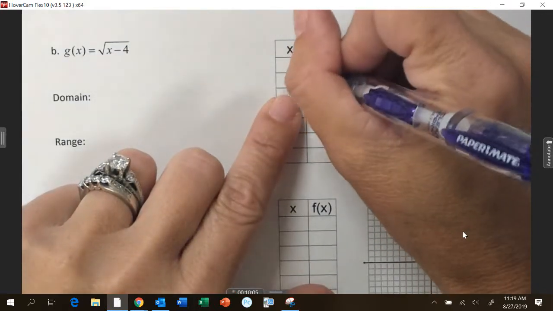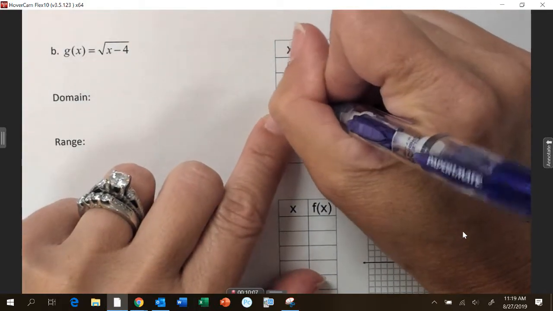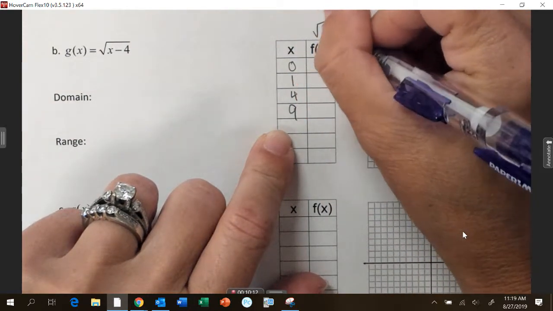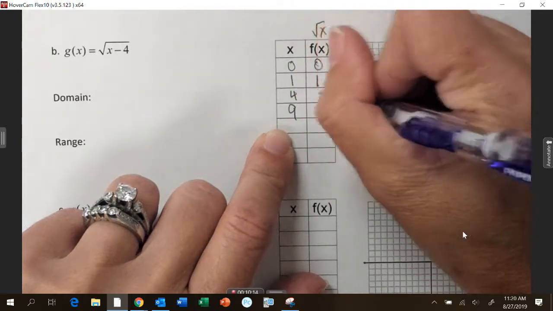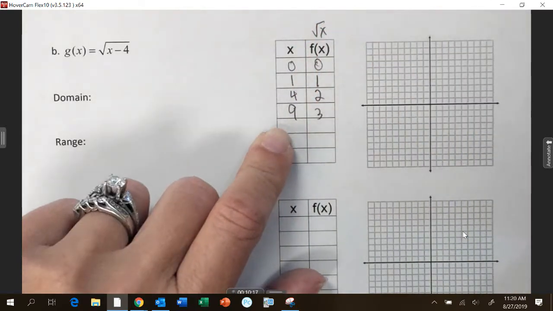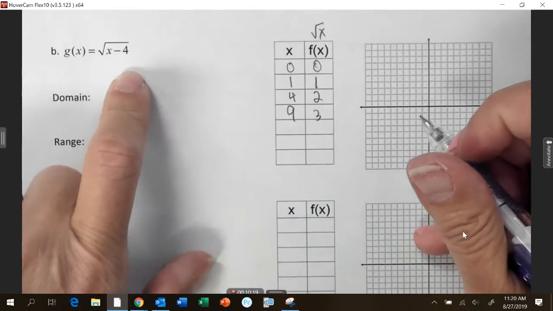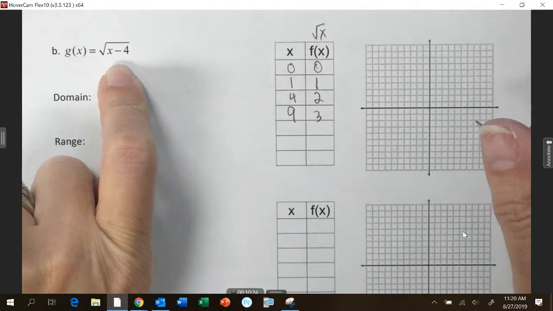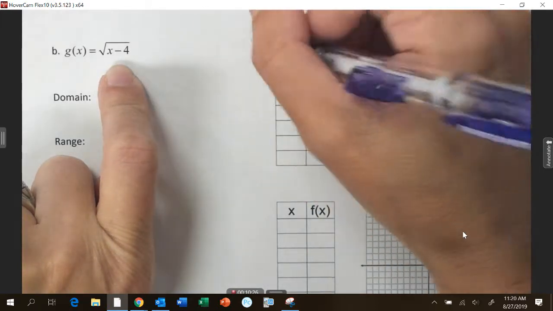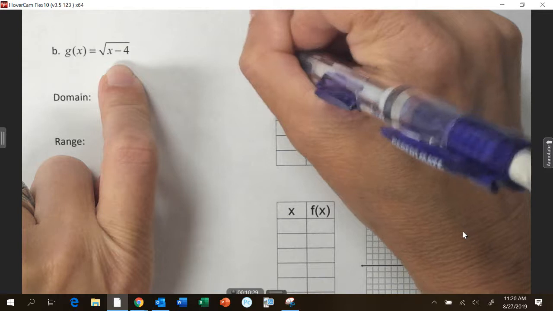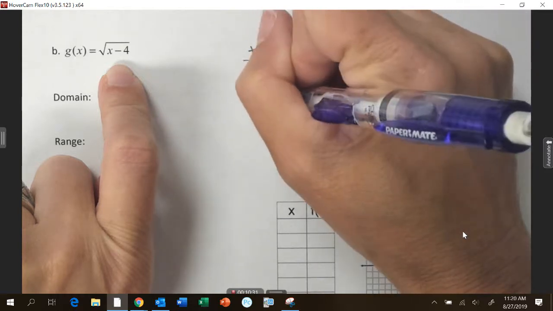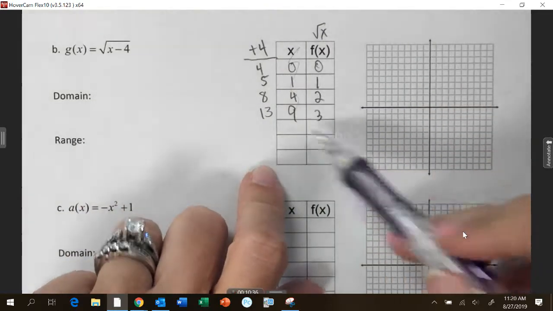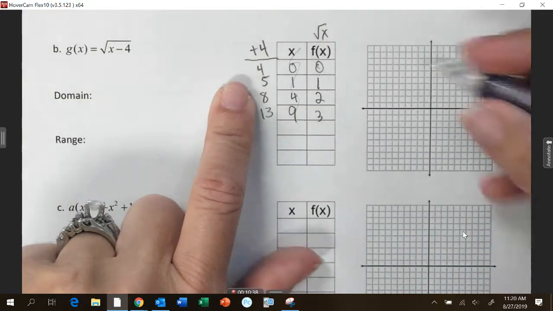So for transformations, I'm going to start with the parent function, points, which is just like pick x's and then square root them. So I'm going to pick x's that I can square root. And then if we're doing transformations, what does the -4 do to the graph? Moves it right. Moves it to the right 4. So on the x side, I add 4. And then I graph my new x's and my original y's.